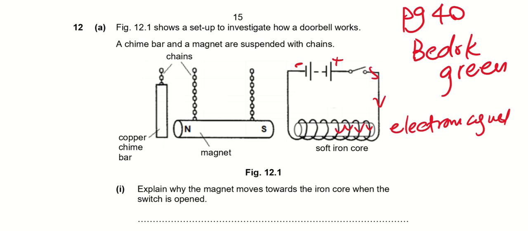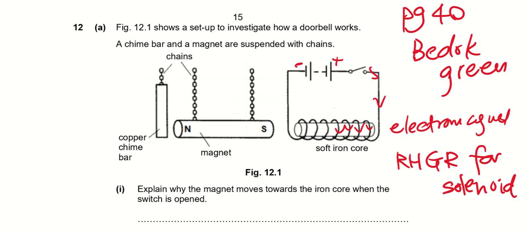This step is extremely important. With this, you will apply right hand grip rule for solenoid. Okay? Now, when you apply right hand grip rule, you need the direction of this current there. So if I do this, my north is facing the thumb, my south is over here. So this will be my south and this will be my north. North and south will repel and this thing will come here and they will hit the copper chime.